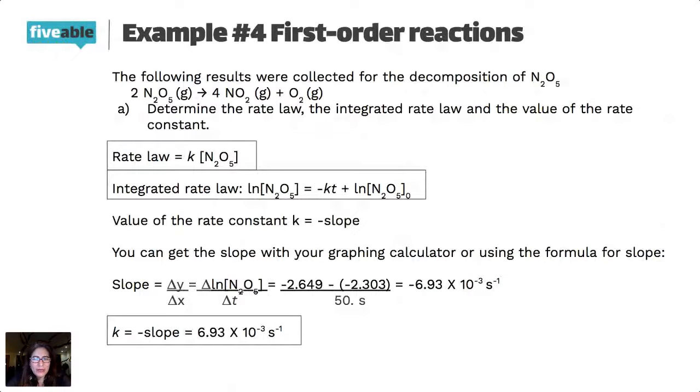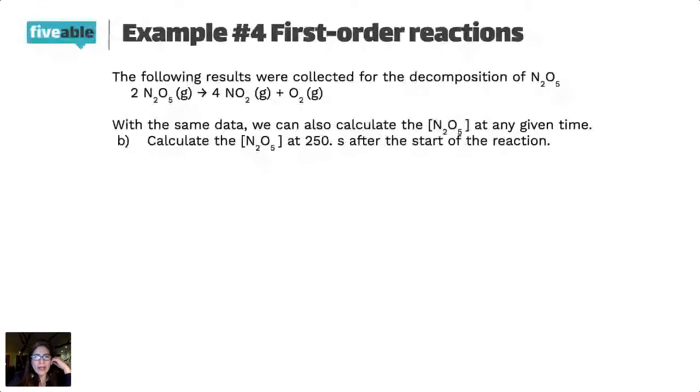Any questions on how to get the value of K? Okay, now in letter B of the problem, they ask us what would be the concentration of dinitrogen pentoxide at a specific time. And remember that we can do it with the equation. With this equation, now we already have the values of K.